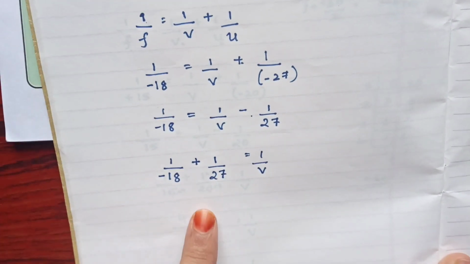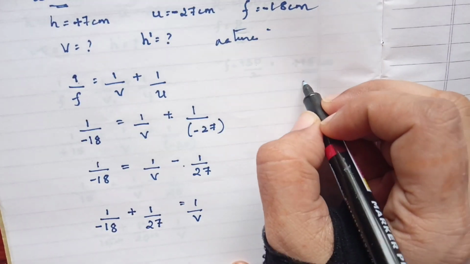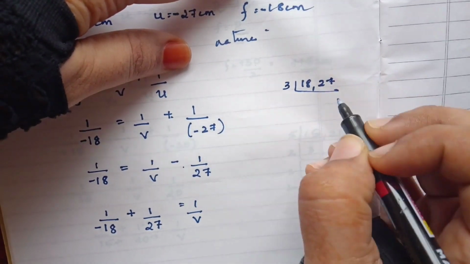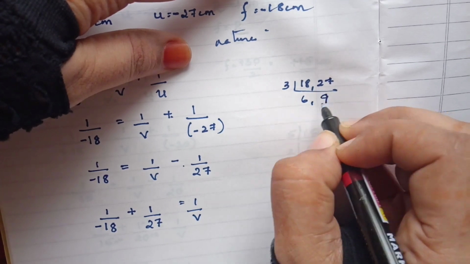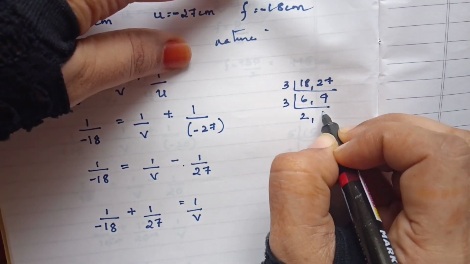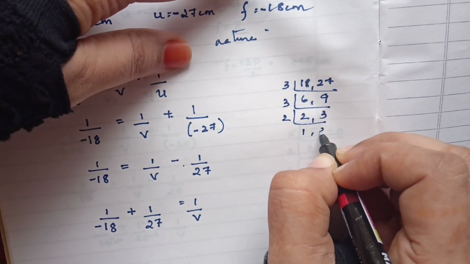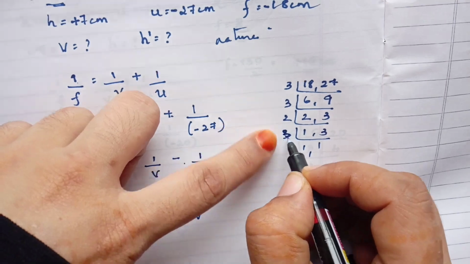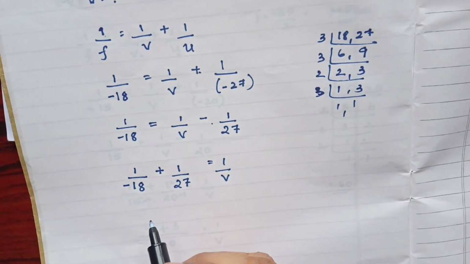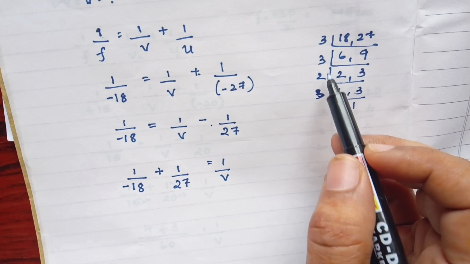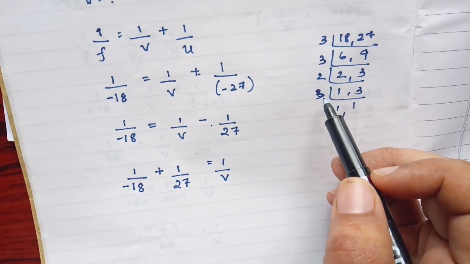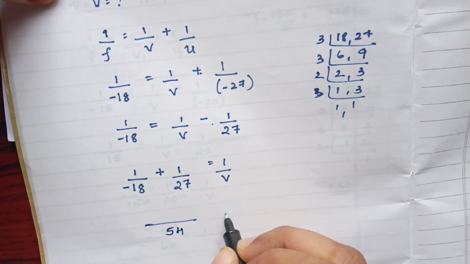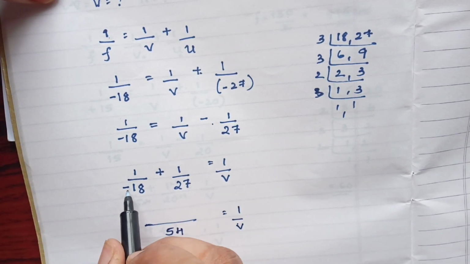Now 18 and 27, I need to take the LCM. 18 and 27 are both commonly seen in the table of 3. 3 6s are 18, 3 9s are 27, 3 2s are 6, 3 3s are 9, 2 1s are 2, 3 as it is, 3 1s are 3. So 3 3s are 9, 9 2s are 18, 18 3s are 54. So it's going to be 54. I'll keep this v as it is. I'll just take the signs along.